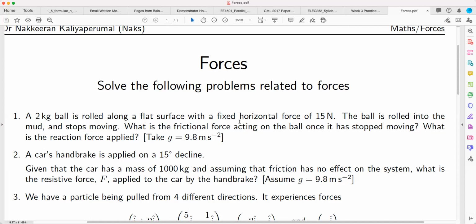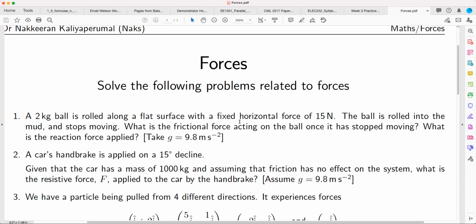But now when it rolled into the mud, it stops. That means acceleration becomes 0. Yeah, that is because of what? Because of the friction acting in the opposite direction. So the frictional force will be in the opposite direction of the movement, which will be minus 15 Newton. Do you see that? Yes. So they are asking what is the frictional force acting on the ball once it has stopped moving.